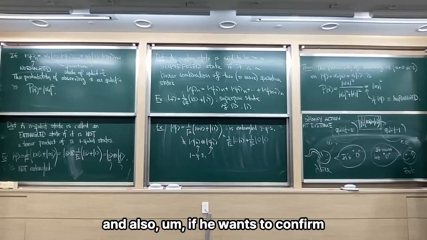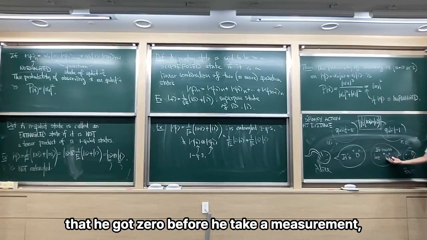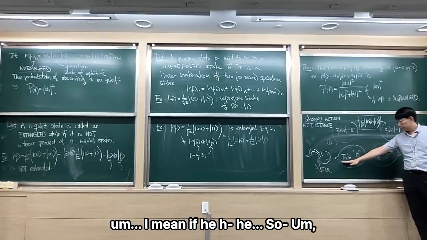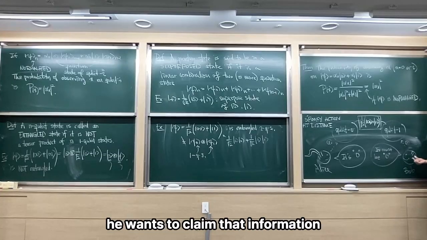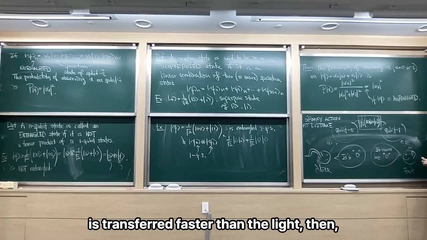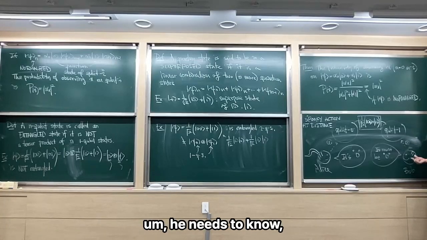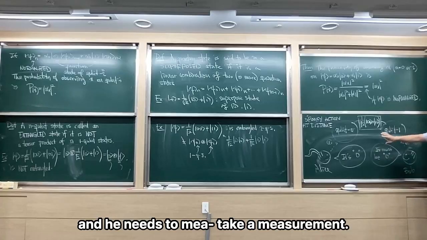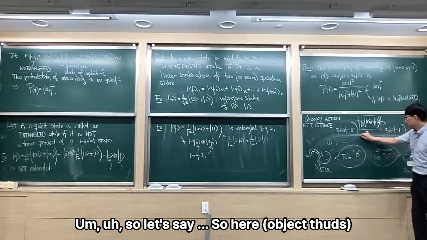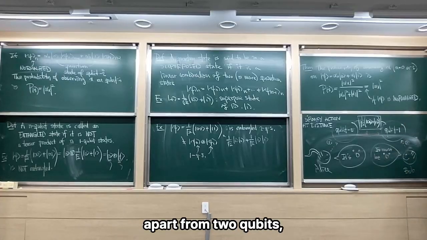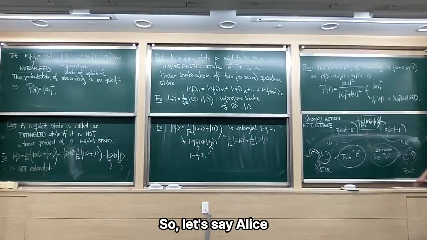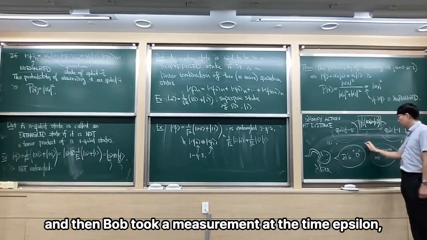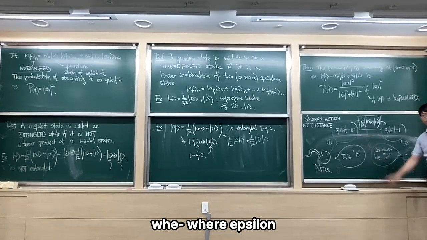And also, if he wants to confirm that he got 0 before he takes a measurement, I mean, if he wants to claim that information is transferred faster than the light, then he needs to take a measurement. So let's say, there are two qubits placed a certain distance apart, say distance d, and the speed of light is c. So it takes d over c amount of time to transfer the information, right? So let's say Alice took a measurement at time 0, and then Bob took a measurement at time epsilon, where epsilon is less than d over c.